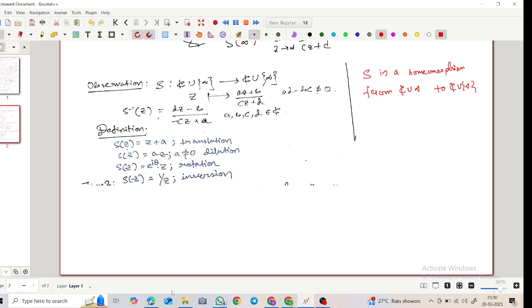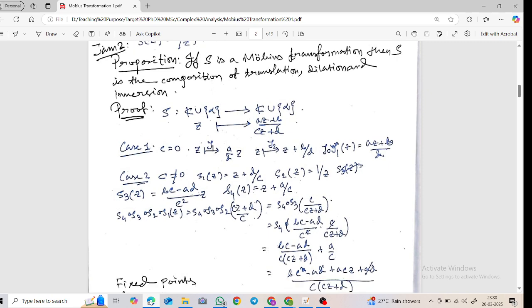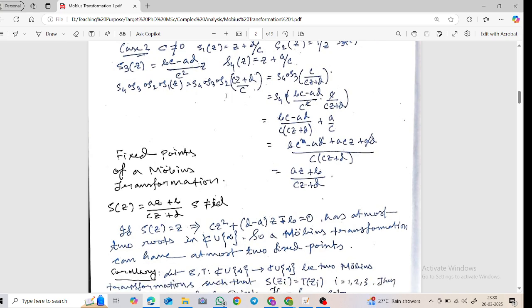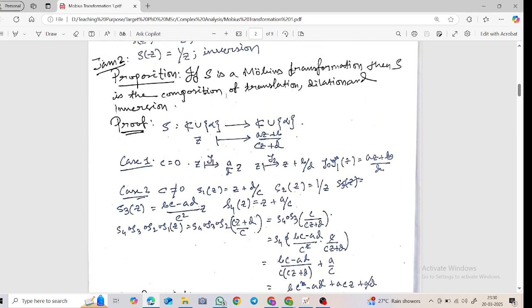And we will move on to the following result, that if S is a Mobius transformation, then S is a composition of translation, dilation, inversion. Okay. So let's see this proof also.